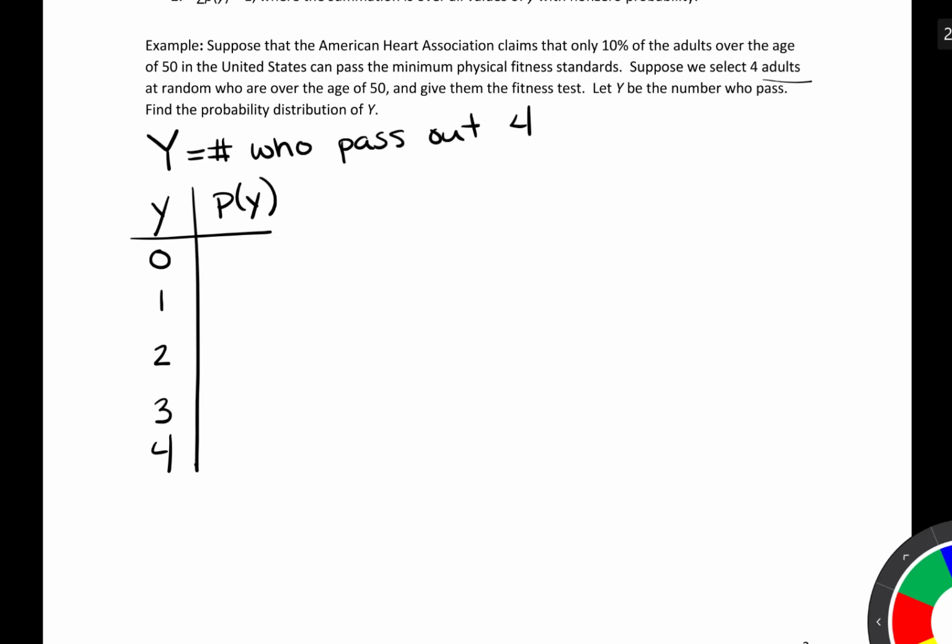And this is going to be out of 4. So if we look at the potential values that capital Y can take, notice that we could have 0, 1, 2, 3, or 4 pass. So one way that we could summarize the possible values that the random variable could take is in a table. So it could take the value 0, 1, 2, 3, or 4. And then next to each of the potential values, we need to give the probability that the random variable takes that value. So let's see how we could calculate this.